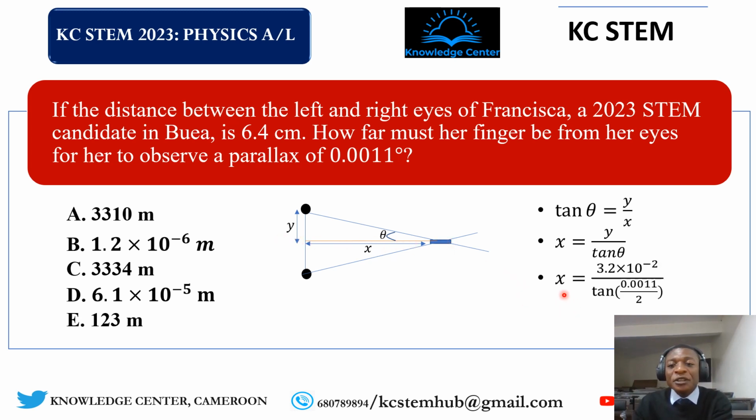Good. So what is our x? Our x is y over tan theta. What is our y? Remember that your y there is the distance from her eye, maybe two, it's really half the distance between her eyes. So you have 3.2 centimeters there, converted to meters, and then tan of the angle. We have theta there, but the parallax angle is 0.0011 degrees, so the parallax here would be half of that parallax angle, because that's what we define parallax to be. So you have that, and the answer is 3334 meters. And so our answer there is C.